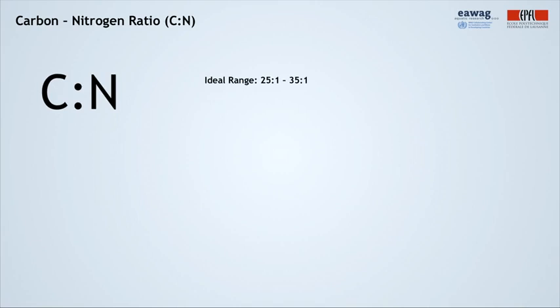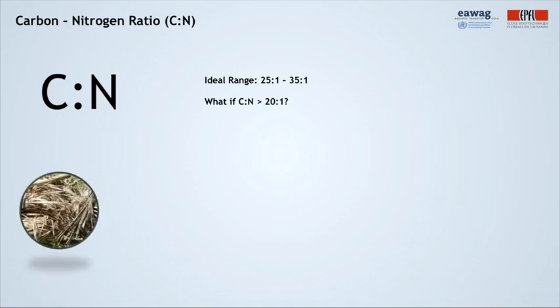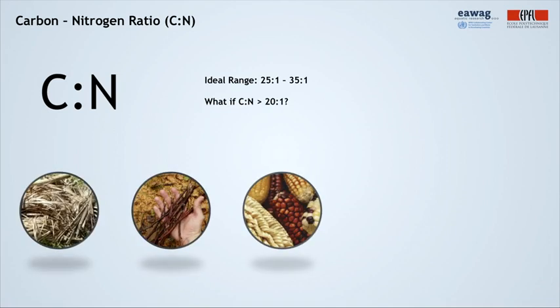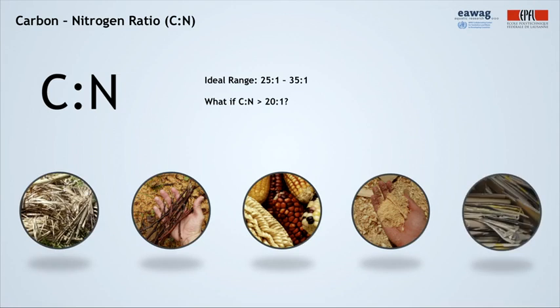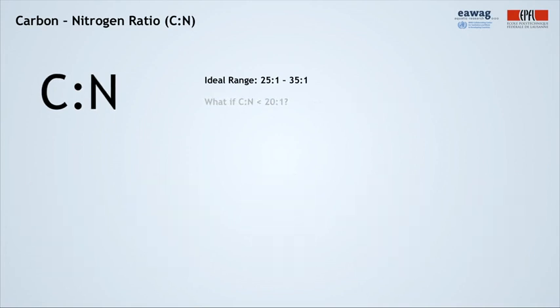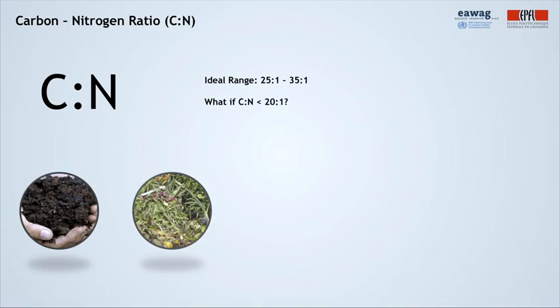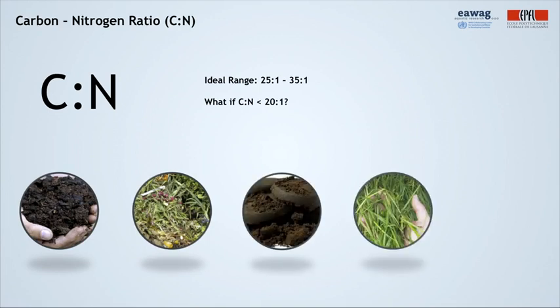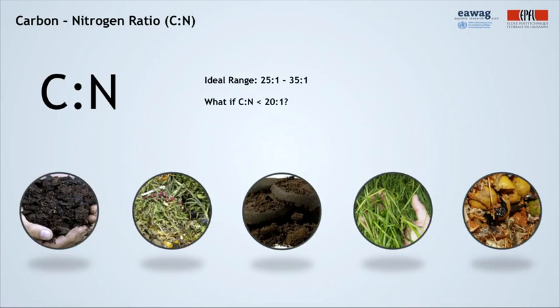What happens if the ratio is greater than 20:1? In carbon-rich materials such as hay, straw, wood chips, corn stalks, sawdust, paper, cardboard, etc., microbes will deplete the nitrogen, using it for their own metabolic needs. But what happens if the ratio is lower than 20:1 instead? In nitrogen-rich materials such as manures, vegetable wastes, coffee grounds, grass clippings, food waste, etc., there is a surplus of nitrogen and it can be lost to the atmosphere as ammonia gas and cause other problems.